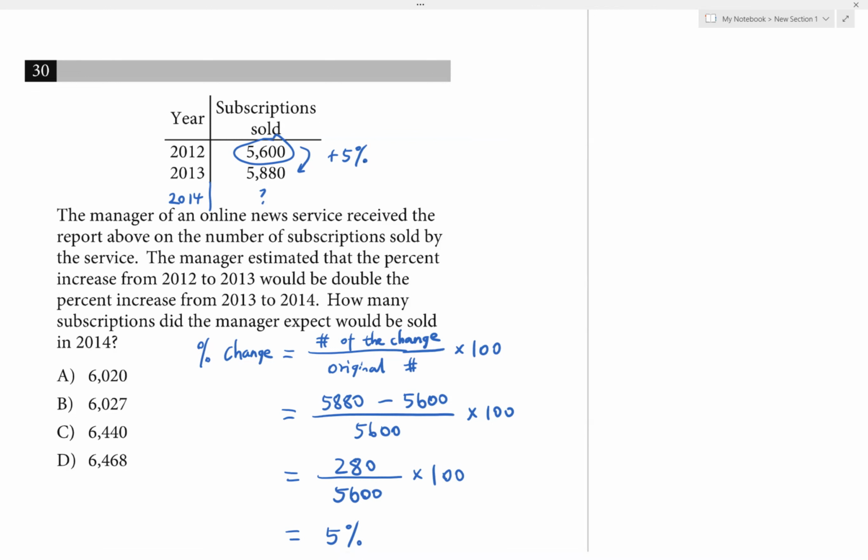All right, so now the next step, from 2013 to 2014, we have to read this very carefully. It says the manager estimated that the percent increase from 2012 to 2013, which is 5%, will be double the percent increase from 2013 to 2014. So 5% is double the new percent change. That means the new percent change is actually half of the 5%. So the increase is actually smaller for next year. It's going to be half of 5%, which is 2.5%.